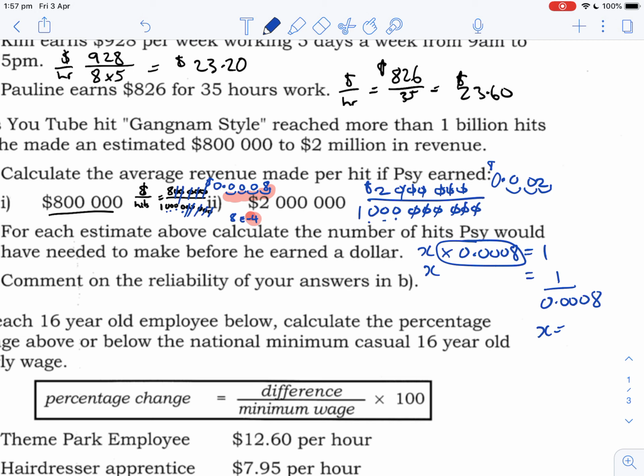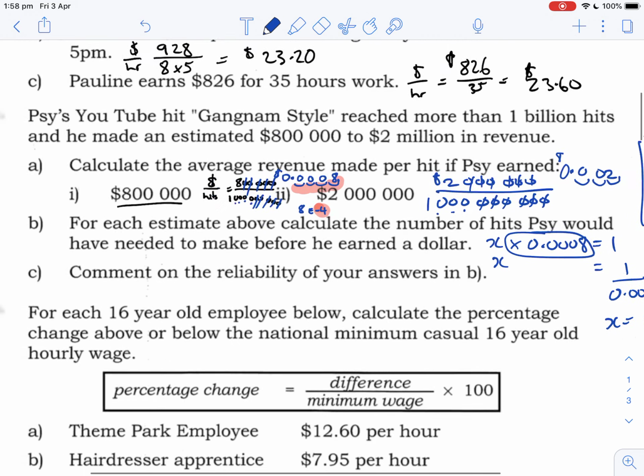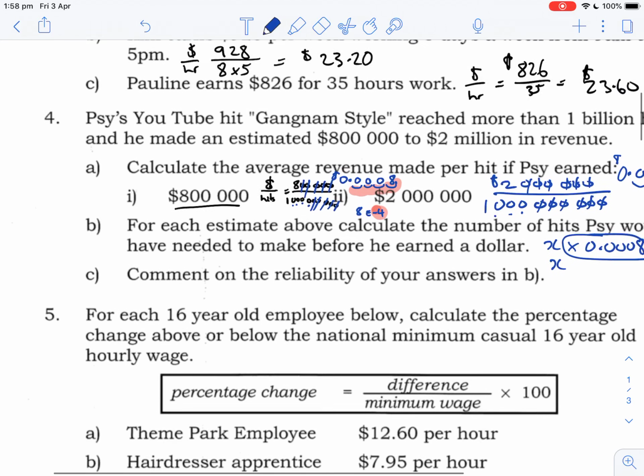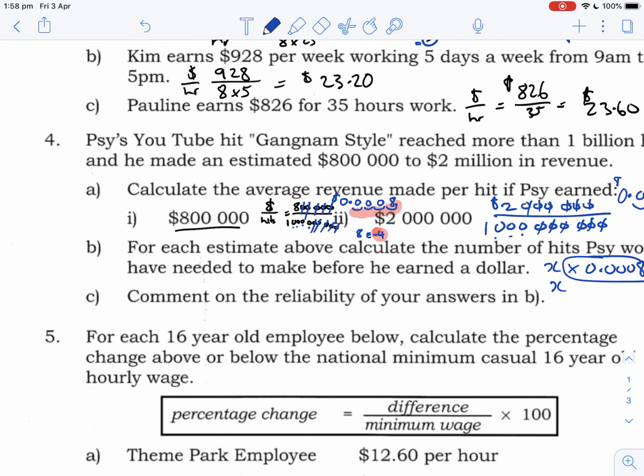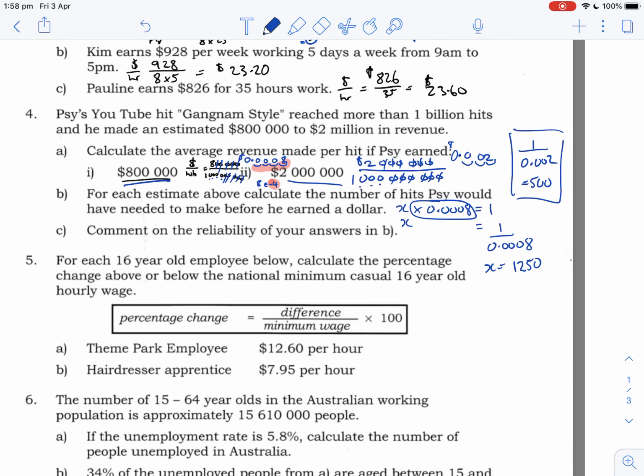So in that first scenario, he needed to sell 1,250 hits before he'd make $1. Under the second scenario, obviously it's going to be a little bit less. So in this one, it's 1 divided by 0.002, then he would have needed to sell only 500 hits. Now this is a bit messy because I've not got a lot of space, but hopefully that's helping. In part C, it says comment on the reliability of your answers. Well, we don't know whether he did in fact make 800,000 or 2 million. So we know the answer's going to be somewhere in between, and that's fine.